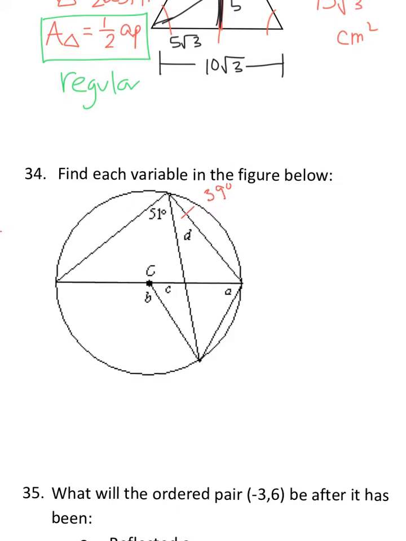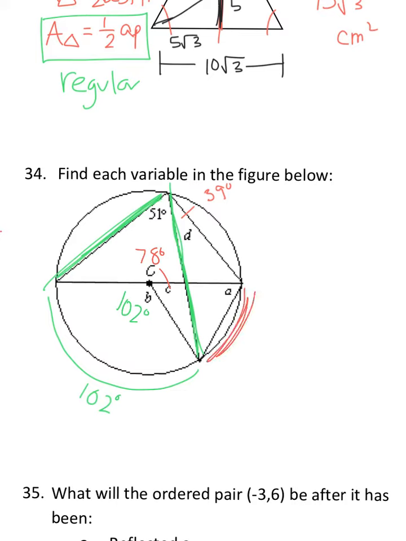And this angle right here, 51 degrees, is an inscribed angle to this arc. So this means that this is twice. So this is 102. And B is the central angle. So B has to be 102. And C and B have to add up to 180. So C has to be 78. And this measure of the arc has to be 78 because these two add up to 180.